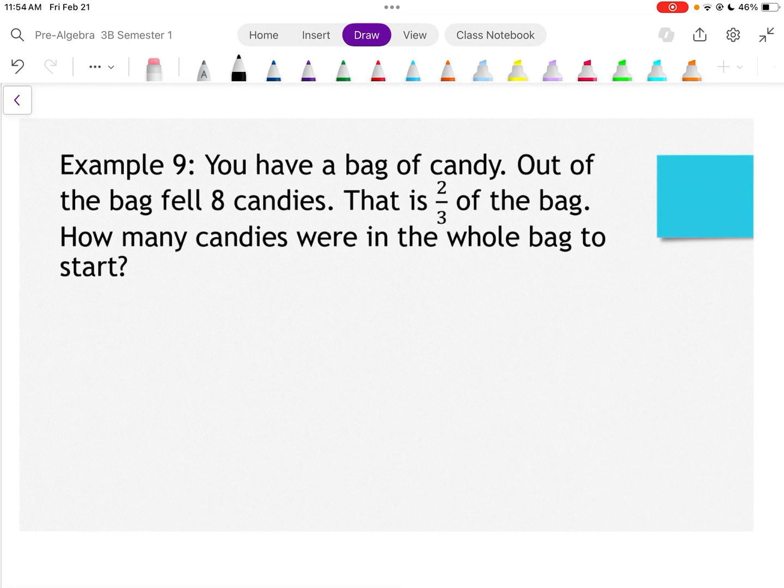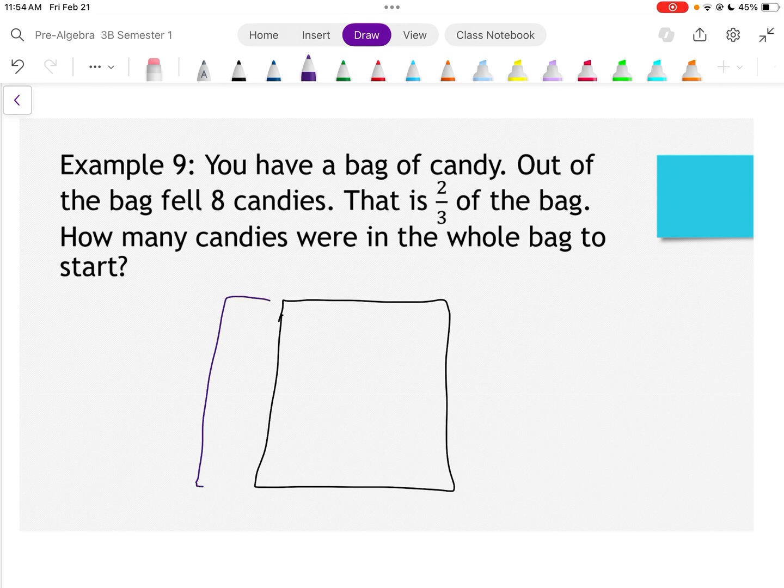Okay. Some of these we are going to have a word problem for. So for example 9, you have a bag of candy. Out of the bag fell 8 candies. That is 2/3 of the bag. How many candies were in the whole bag to start? So for this problem, we are going to draw a picture.